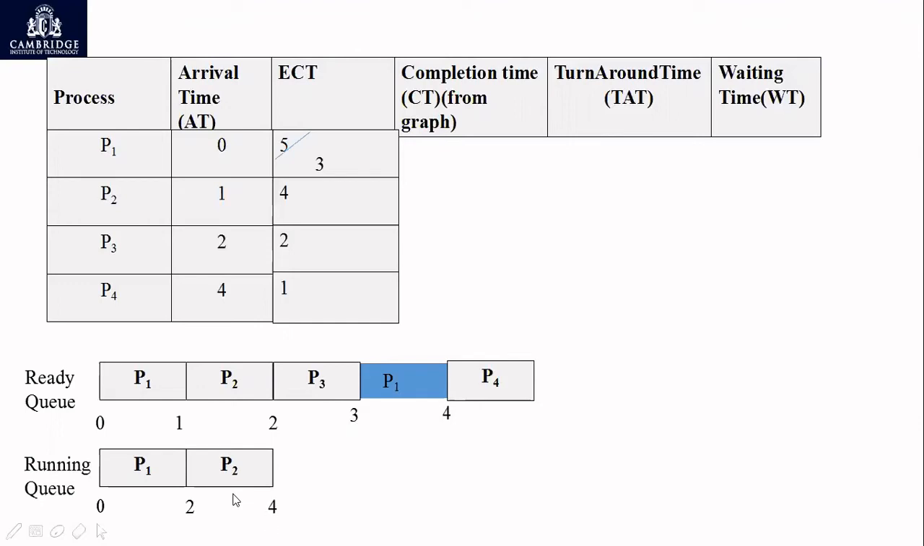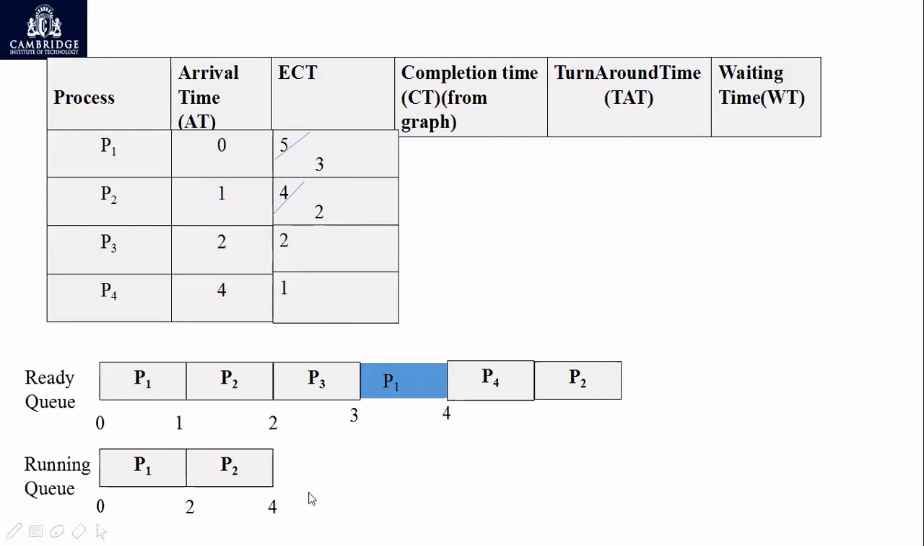P2 would run for another 2 milliseconds. Since with that P2 is left with 2 more milliseconds of execution, P2 has to be saved back into the queue and P2 would be placed next to P4. So this placement you need to be very clear with. So P2 would go next to P4.